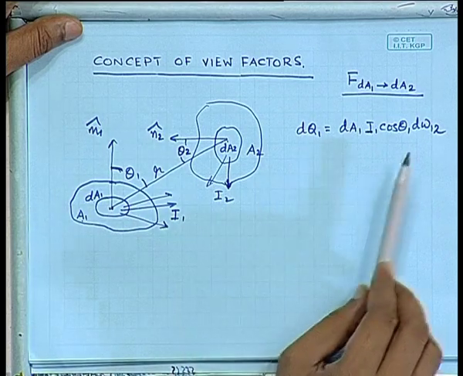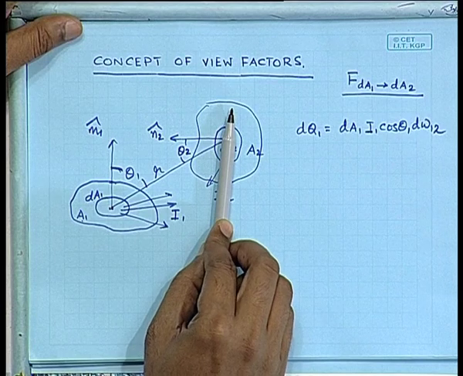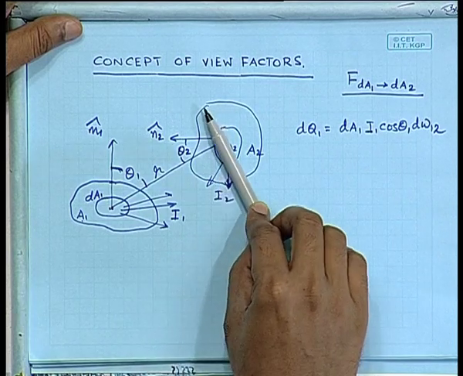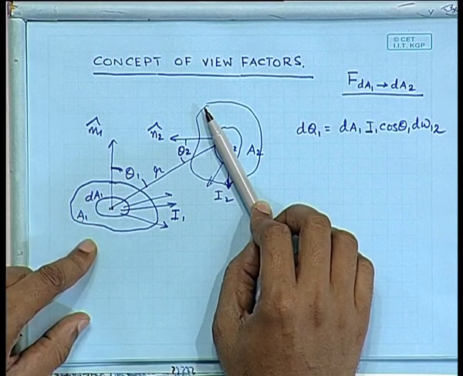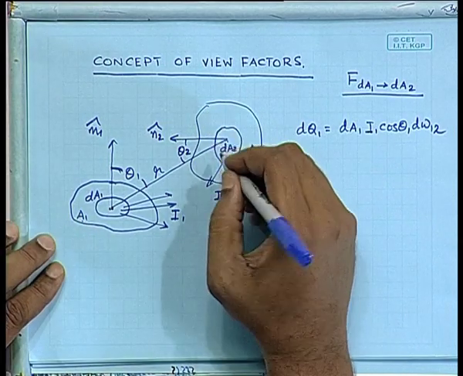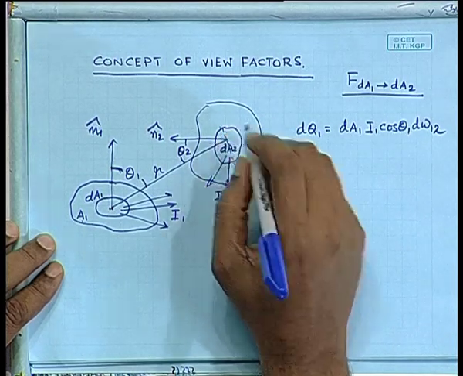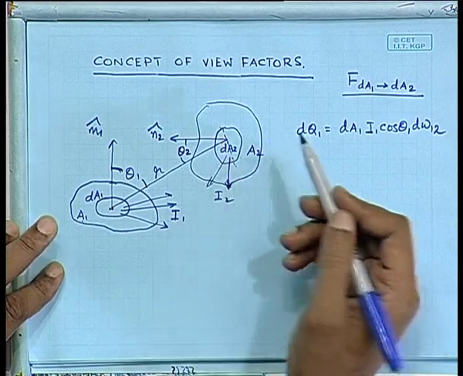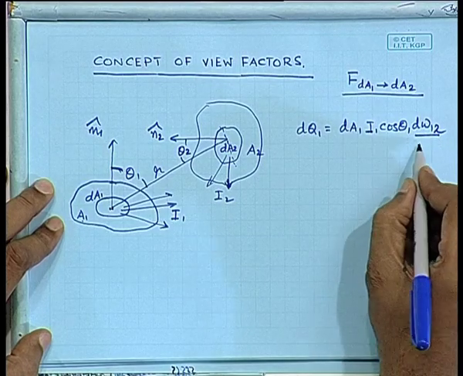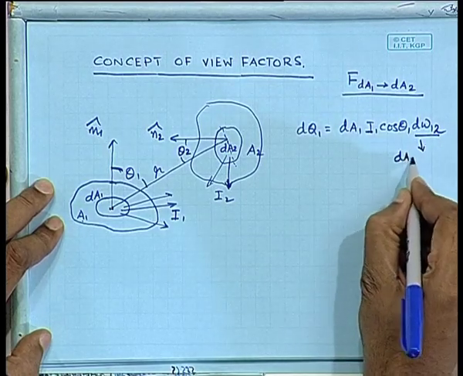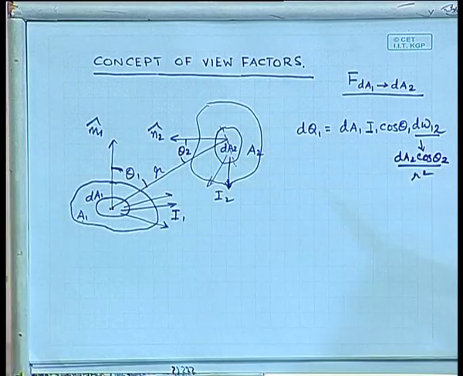So, in order to find out what d omega 1 2 is going to be, this is dA2. I have to first find its projection normal to the line joining dA1 and dA2. So, I have to find out what dA2 is normal to this line, and then divide that by r square. That is the definition of solid angle. So, d omega 1 2 would simply be equal to dA2 cos theta 2 divided by r square. That is the definition of solid angle.